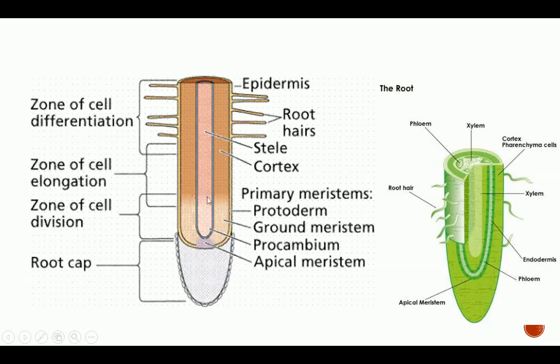At this point, we're talking about the apical meristem region, where we have the primary meristems comprising the protoderm, which divides to form the epidermis, the ground meristem, which divides to form the cortex, and the procambium, which divides to form the vascular tissues and the pericycle. We have the apical meristem, where all these divisions take place to form all these parts.